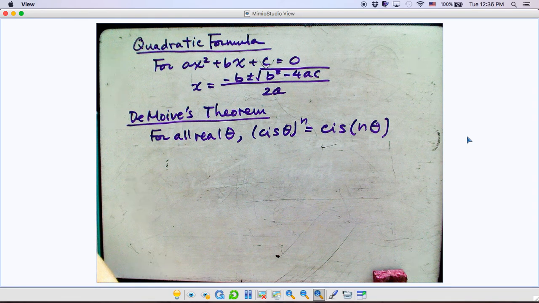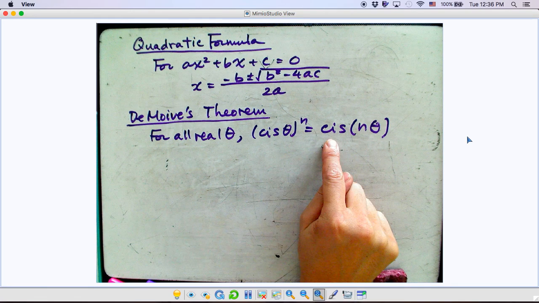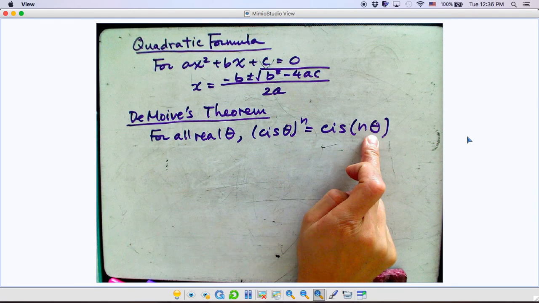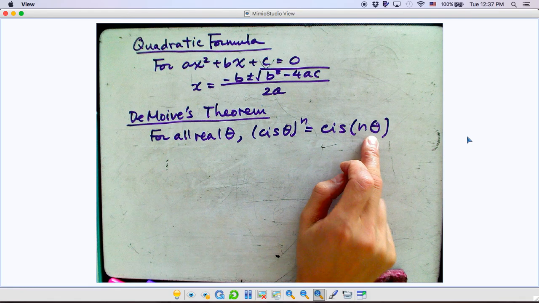The goal of this project is to find a formula like this for cubic functions. That's the big goal of it. But we need De Moivre's theorem, which says that for all real theta, in radians, cis theta to the nth power equals cis of n times theta. Okay, keep that in mind.